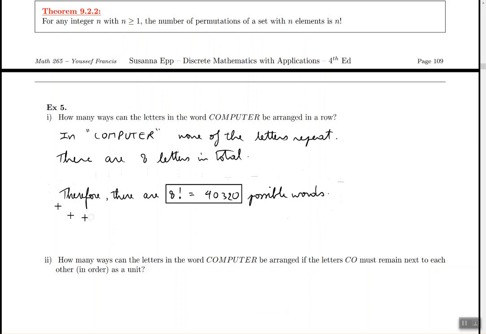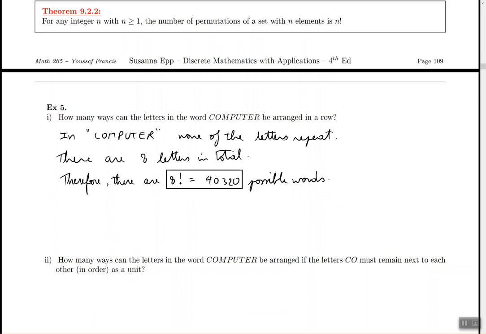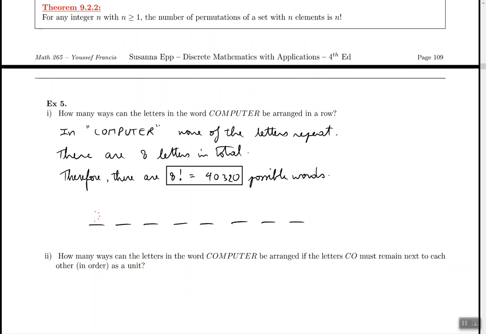What's another way of looking at this problem? Remember, you have 8 letters: 1, 2, 3, 4, 5, 6, 7, 8. You're supposed to put either C or O or M and so on. So let's say you put C. How many ways are there for the first letter? There are 8 letters in total. Let's say you chose C. Now, what about the second letter? Since you already used C, you can no longer use it. So now you have to put, let's say, M.